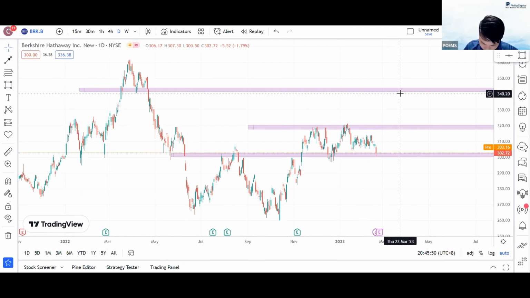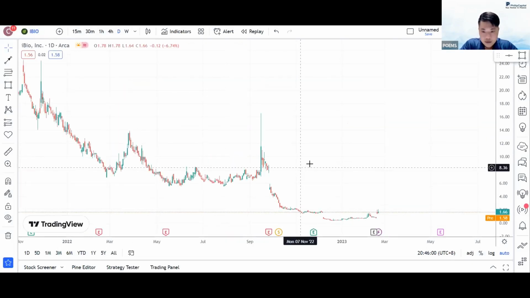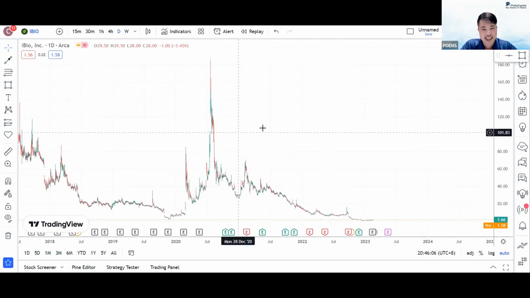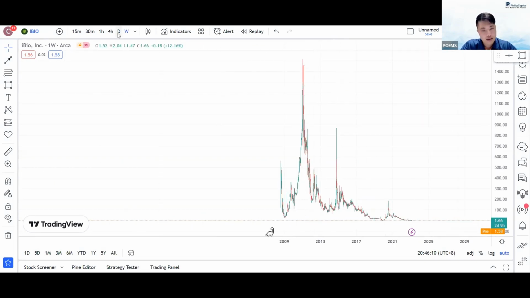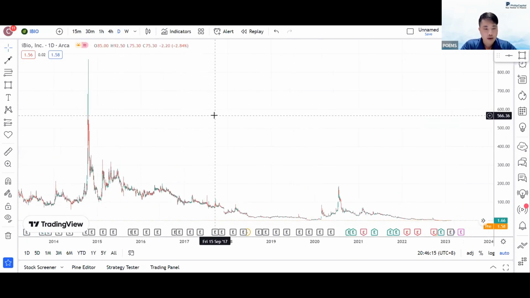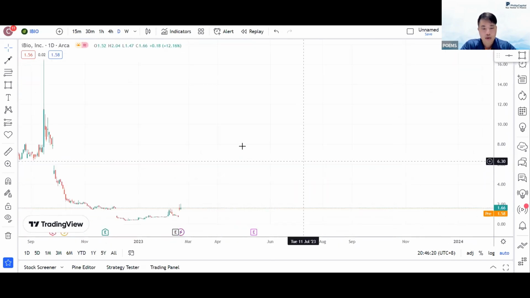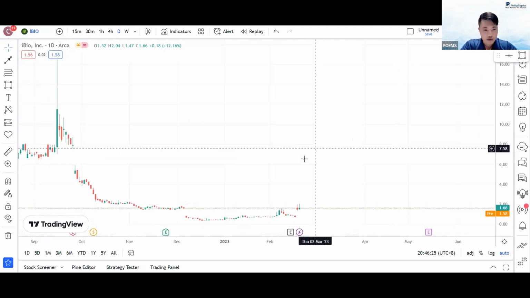Then TA on IBIO. I apologize, but this particular counter is one of the few where, usually when I see such a price movement, I probably wouldn't bother looking at this counter anymore. But I will just briefly explain.